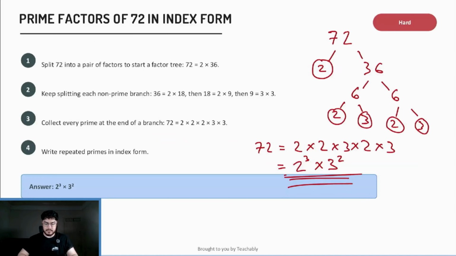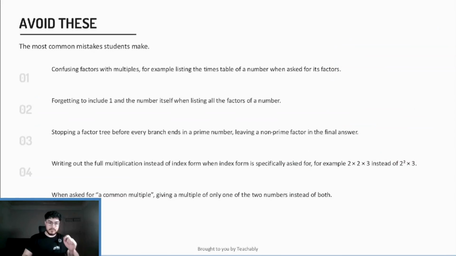Number 3, stopping a factor tree before every branch ends in a prime number, leaving a non-prime factor in the final answer. So an example of that would be if we just kept it as 6 times 6 and then we circled those. Clearly 6 and 6 can be split into 2 times 3, 2 times 3. So we keep on going until there's only primes at the tips of those branches.